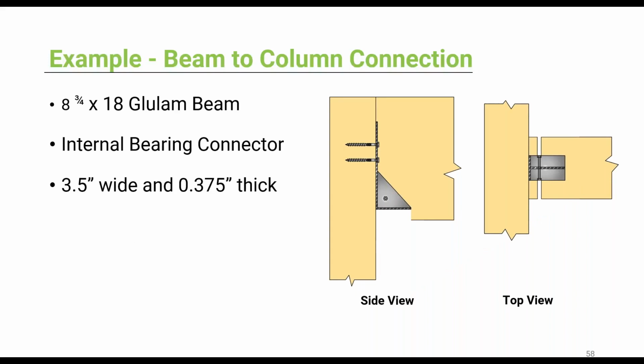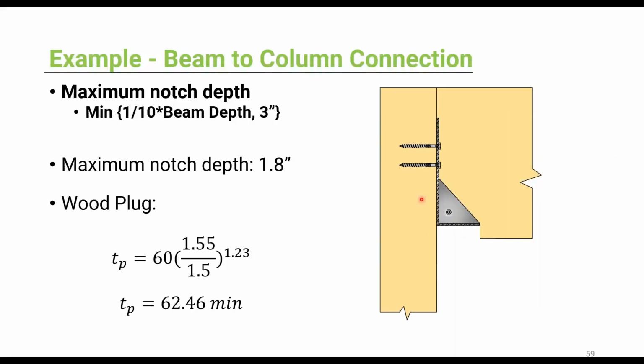The standard connector that was used in the TR10 is a 3.5 inch wide by 0.3 inch thick internal bearing connector. For this new beam size, we can definitely use a bigger connector, but for simplicity, we're just going to use what's in the example.